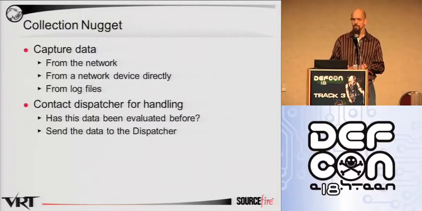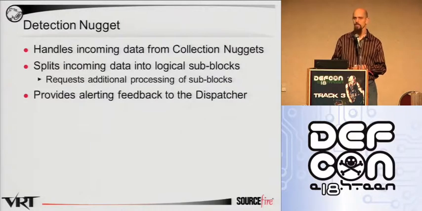When we talk to the dispatcher, before we do that, we'll actually check a local cache, and Ryan will talk about that extensively later, just to make sure that we don't have to talk to the dispatcher if we don't have to. We really want to make sure that we don't have to send this data through the network and take up extra time that we don't need. And if it's not in the local cache, we'll send it to the dispatcher. When it's sent to the dispatcher, it will be sent to the relevant detection nugget.